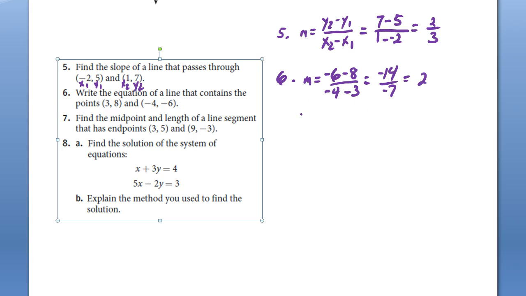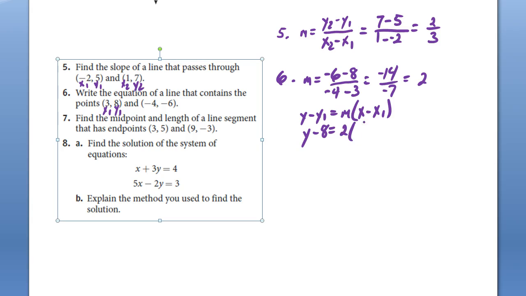We can now use the point slope formula, which is y minus y1 equals m times x minus x1. Do you remember this from the first unit this year? So y subtract y1. y1 is the 8. x1 is the 3.